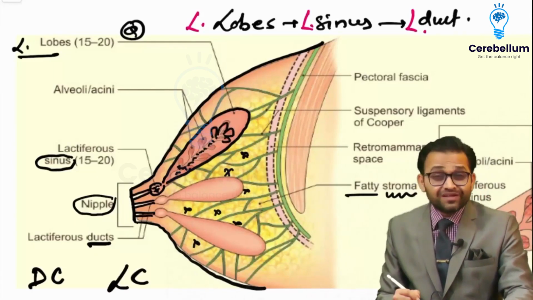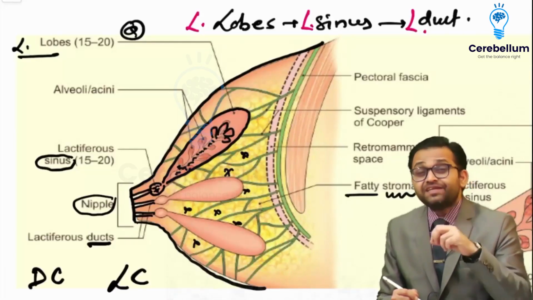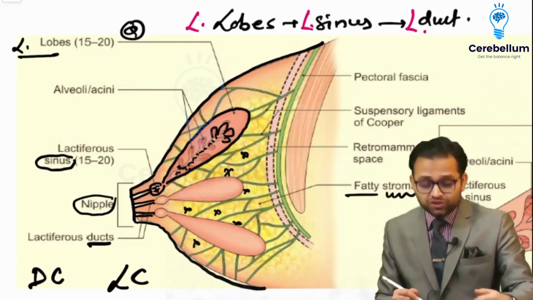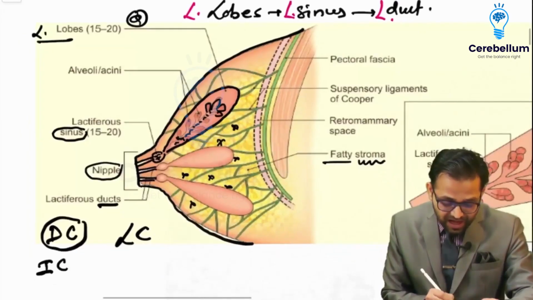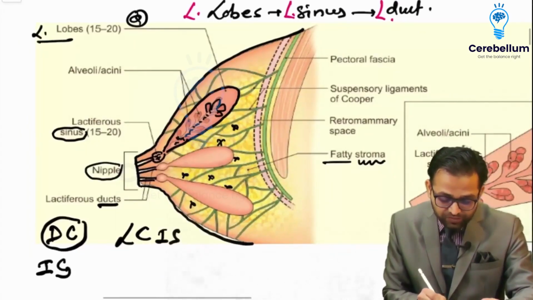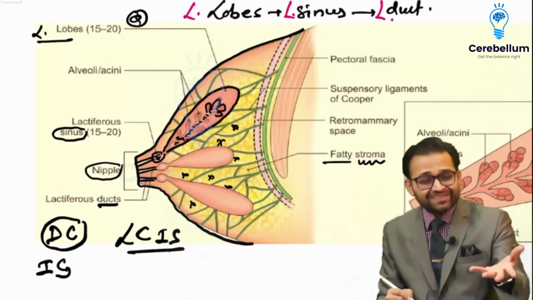Yes, you will learn in your pathology, surgery, medicine as well as obs-gynae, two types of very important carcinoma: ductal carcinoma in situ, which you say DCIS, and lobular carcinoma in situ, LCIS. So just break the name and get the idea.